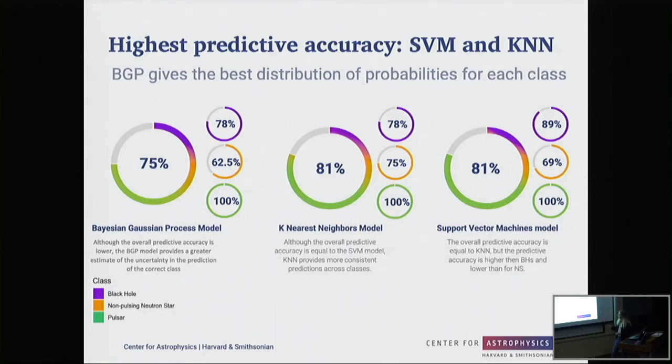If we compare K-nearest neighbors and support vector machines, we find that K-nearest neighbors gives a better or more consistent prediction across different classes. So even though we can see that black holes do better for the support vector machines, non-pulsing neutron stars only have a 69% accuracy. And so if you're looking at data that has all three classes, this might be a superior model to use.